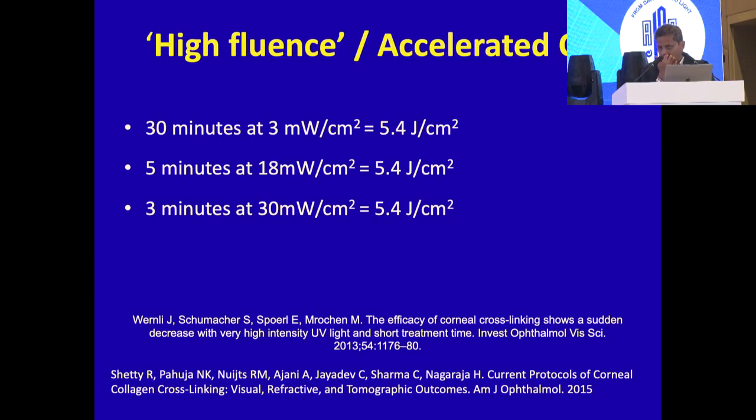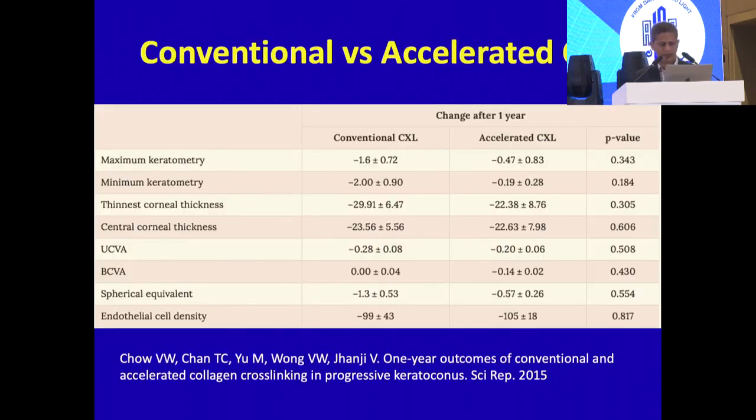As I mentioned, you can change the protocol to high fluence or accelerated cross-linking. 30 minutes at 3 is what we do usually. You can change it to 5 minutes at 18 or 3 minutes at 30. There's only one paper in IOVS published that shows that you should not go below 10 milliwatts per centimeter square if you want to see adequate impact of cross-linking.